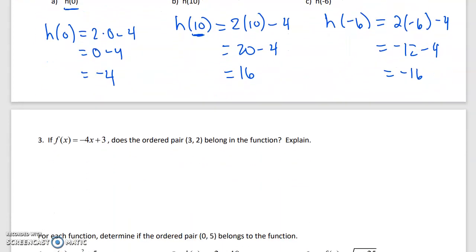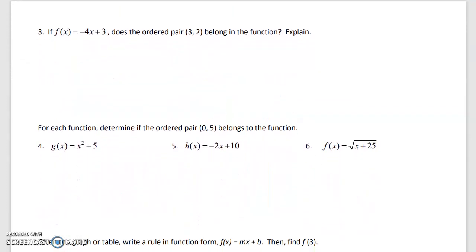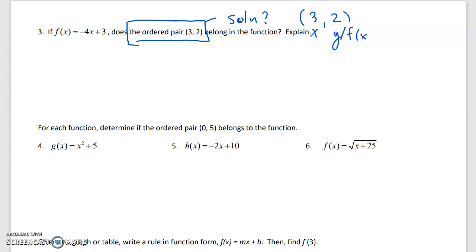All right, so let's look at one more example here. If f of x is negative 4x plus 3, does the ordered pair (3, 2) belong in the function? So what we're saying is, is this a solution? And a solution is a value that makes the statement true. And when we write the point (3, 2), this is our input. Our x is the first value. Our output, our y, is the second value. But remember, because we're using function notation, the y and f of x are interchangeable.